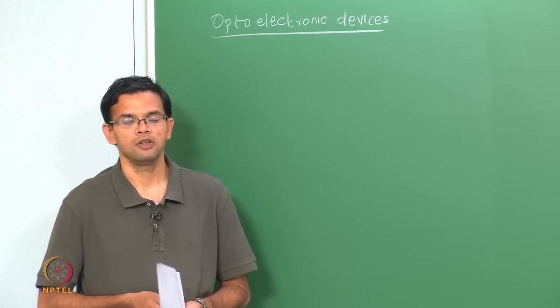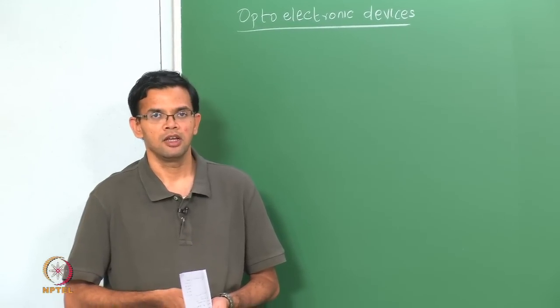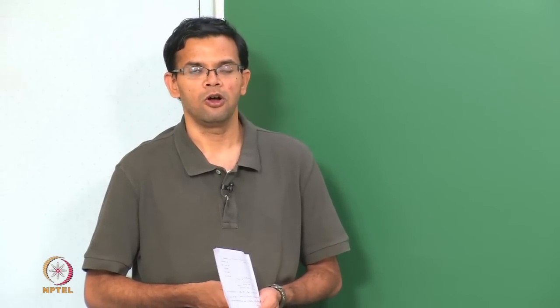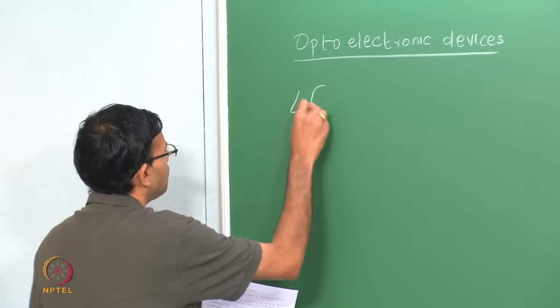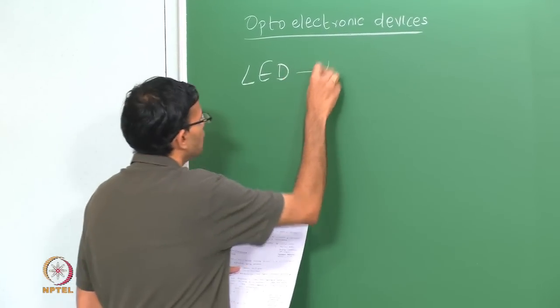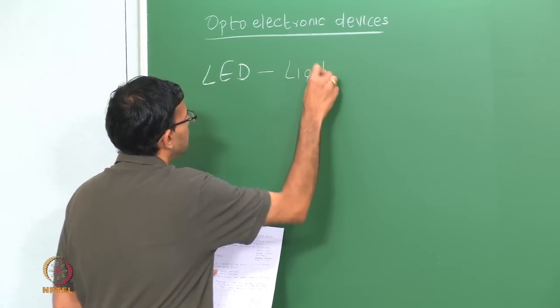We also found that when you shine light, your np is not equal to ni square, your system is no longer in equilibrium, and when we turn the light off, then the system goes back to equilibrium by the excess carriers recombining. So, today we are going to start to look at optoelectronic devices, and the first device we are going to focus on is the LED or the light emitting diode.